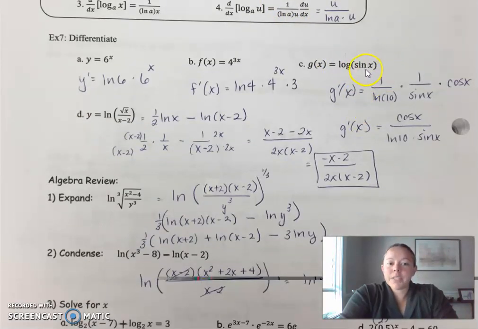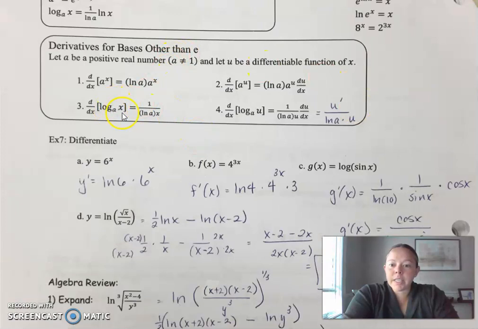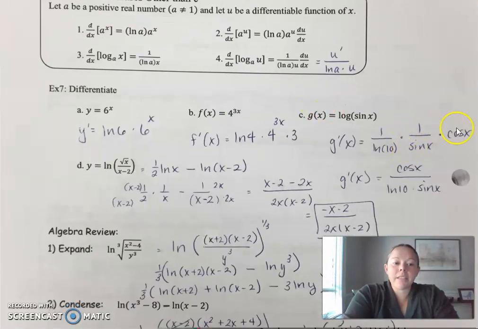Okay, so log of sine of x. All right, so here we go. Log, that's going to be 1 over natural log of 10 times 1 over the inside. Up here it was just x, but when it's something other than x, you notice it's u down in the denominator, and then times the derivative of the inside. You'll need to practice these. These are a little weird at first.